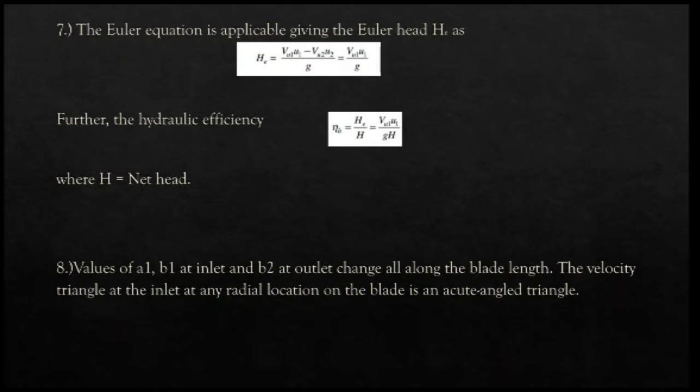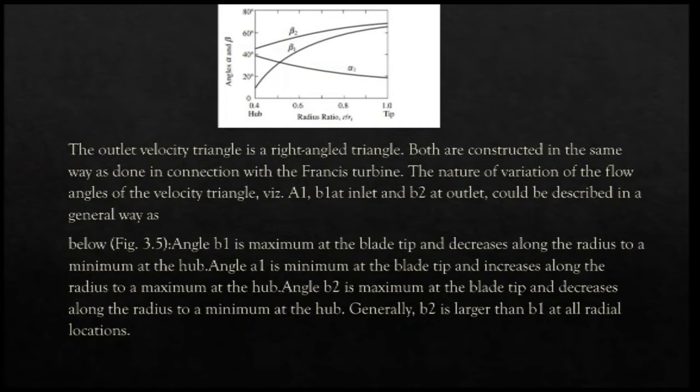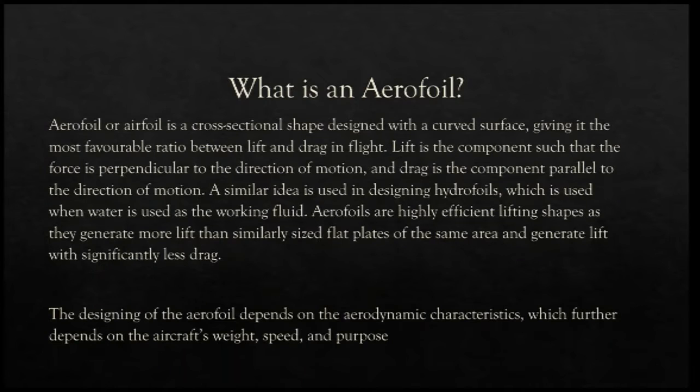Euler's equation is applicable like this. We have discussed Euler's equation in previous chapters, and so ultimately we can derive the hydraulic efficiency like this, where H is the net head. Beta 1 and beta 2, the inlet and outlet angles, change all along the blade length. The velocity triangle at inlet and outlet is drawn at each radius on the blade. So this is a graph between the radius ratio and the angles alpha and betas, the inlet and outlet angles.